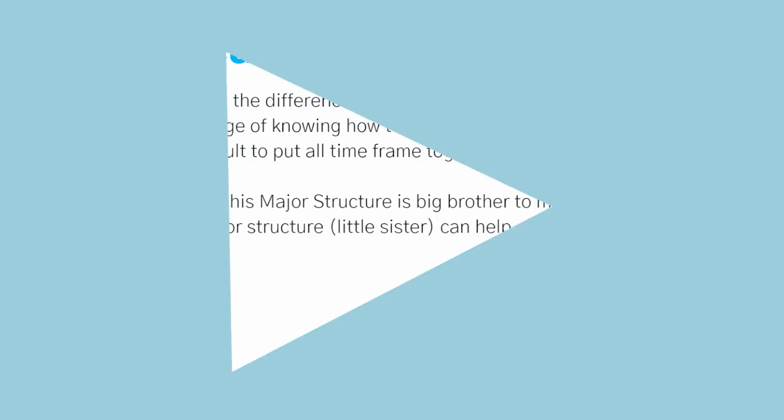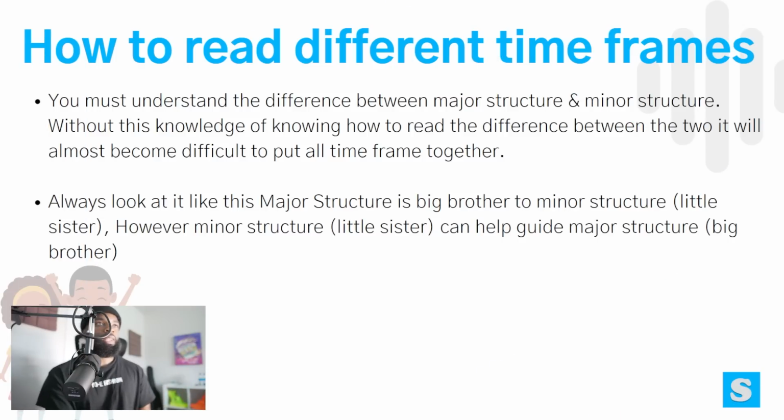So we're going to go ahead and get straight to it. Let me show you guys what we will be doing and why learning the basics of market structure is so important. So let's talk about some basic terminology on understanding market structure. How you see it here is how to read different time frames. You must understand the difference between major structure and minor structure. Without this knowledge of how to read the difference between the two, it will become very difficult when you decide to actually put everything together.